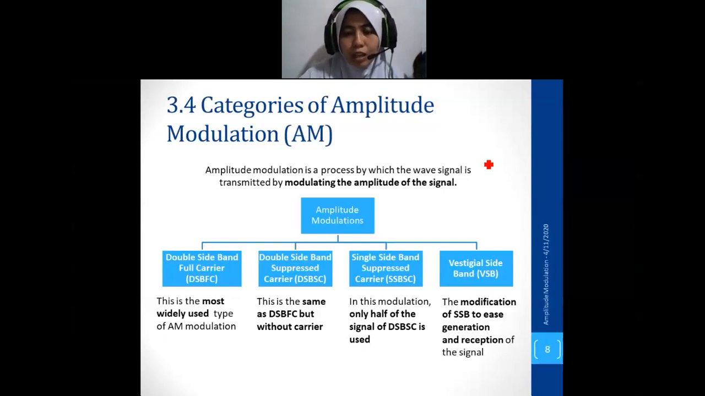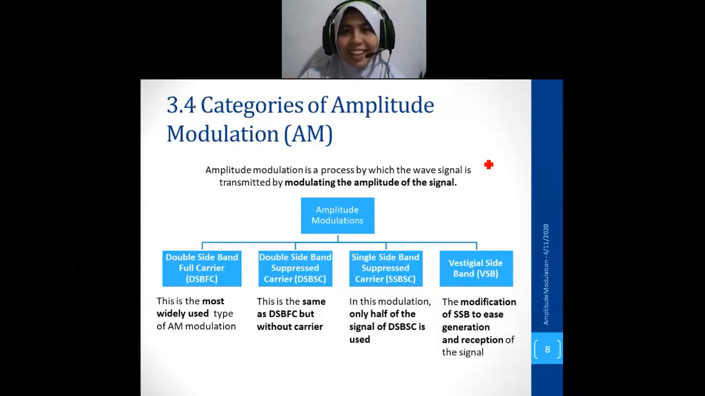Okay, like before this, how many types of modulation have you already learned? Before this, in the previous slide, how many types of modulation? Two, based on the carrier. What is the first one? Continuous wave. And the second one? The pulse. The carrier is the pulse, and for the continuous wave, we have amplitude modulation, frequency modulation, and also phase modulation.